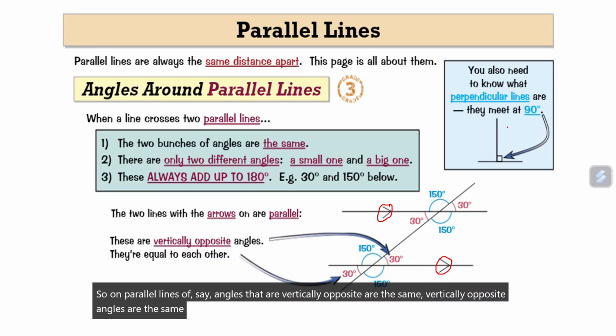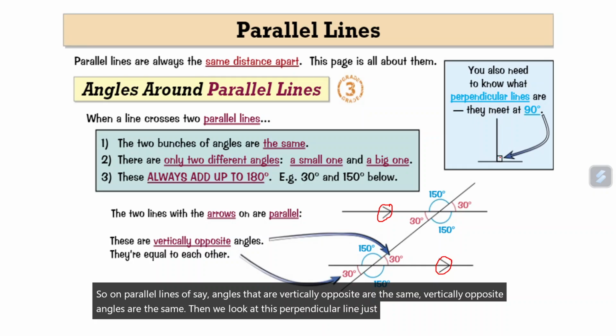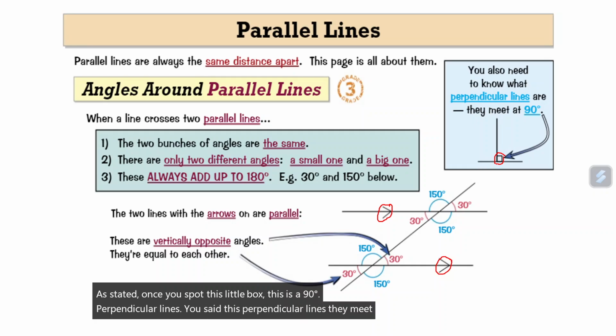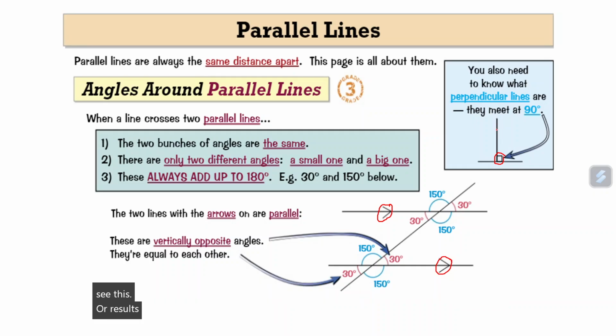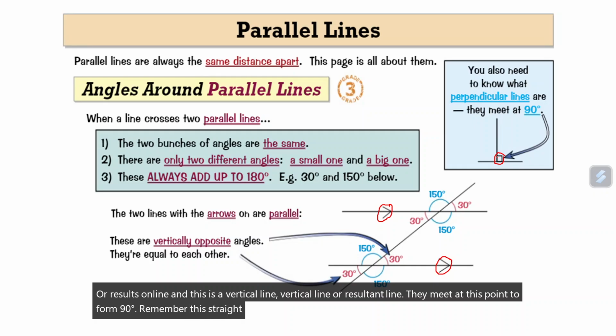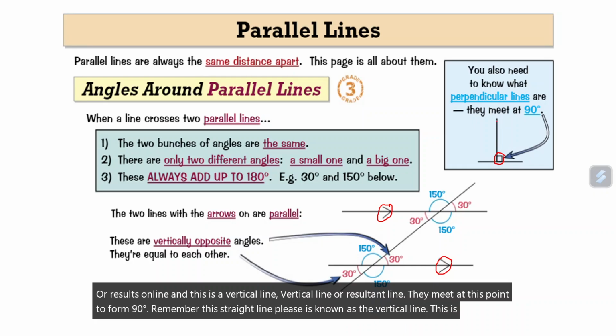Then we look at this perpendicular line, just like I stated. Once you spot this little box, you know this is 90 degrees. Perpendicular lines meet at the point of 90 degrees. So you can see this horizontal line and this vertical line. They meet at this point to form 90 degrees. Remember, this straight line, please, is known as the vertical line, for those going for an exam.